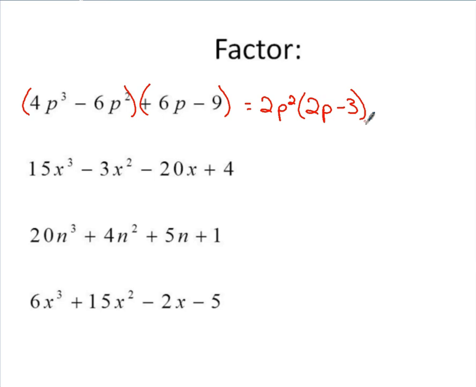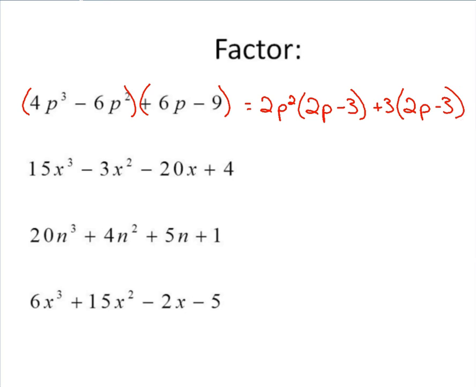Now, for the second part. Second part, you've got 2 terms. You've got 6 and 9. You know 3 goes into both. So we'll take out a 3, and we'll make it a plus 3. Right? Makes sense to take out a positive 3. As far as what's left, well, 3 goes into 6p here, 2p times. And 3 goes into 9, it's a negative 9, so minus 3 times.